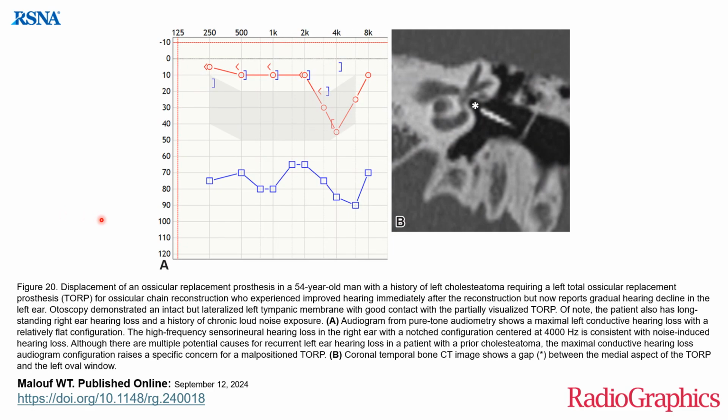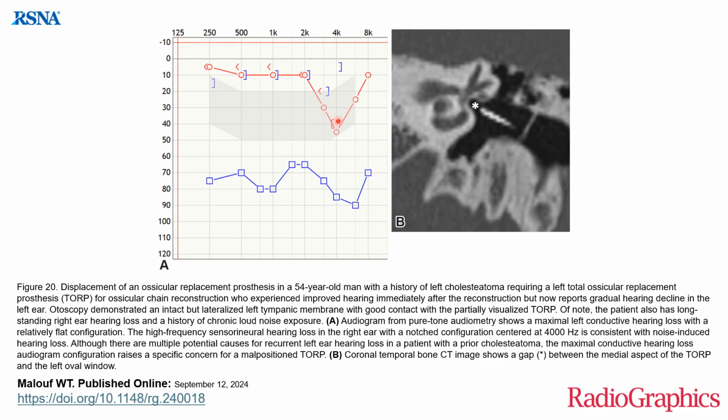Here we have a 54-year-old man who presented with a history of total ossicular replacement prosthesis that was placed for ossicular chain reconstruction in the setting of cholesteatoma treatment. Now the audiogram shows maximum left conductive hearing loss with a flat configuration, and we can also see there is a high frequency hearing loss at 4 kHz, which is suggestive of noise induced hearing loss.